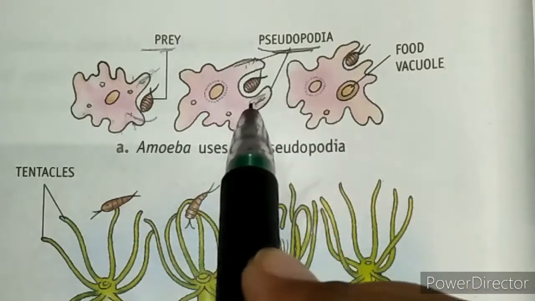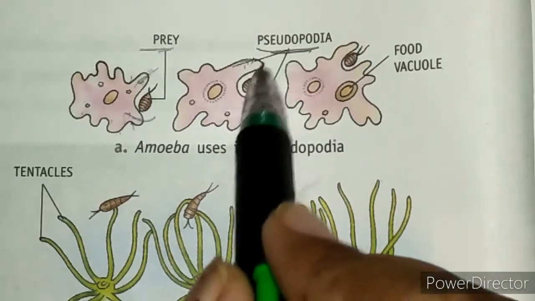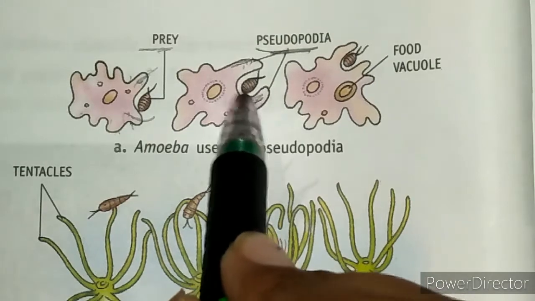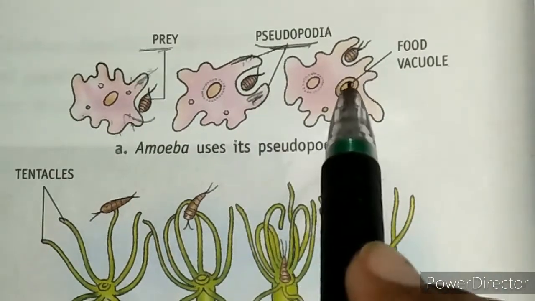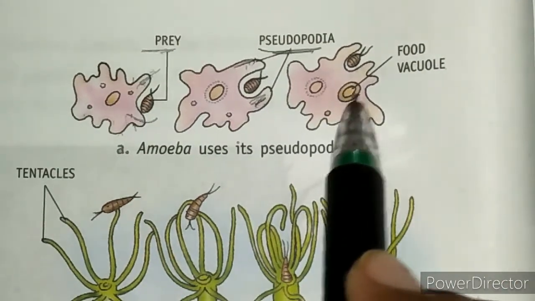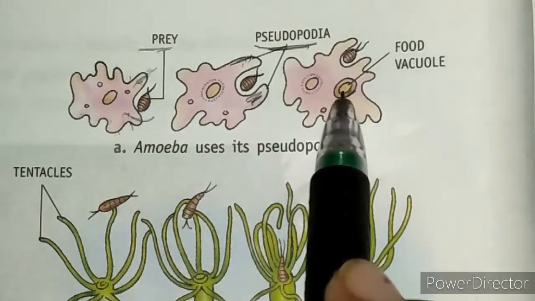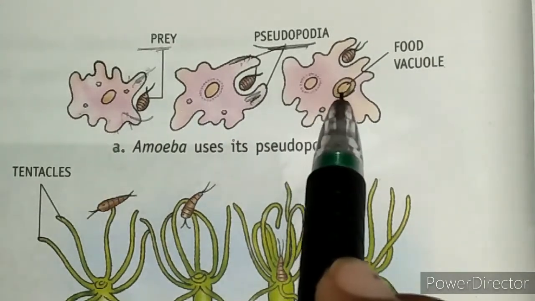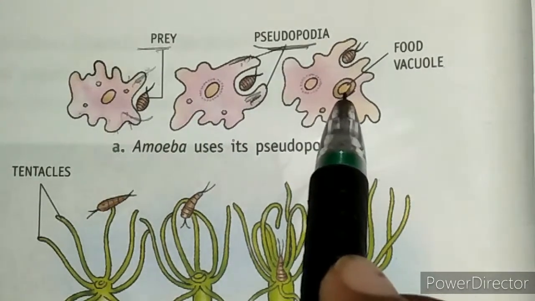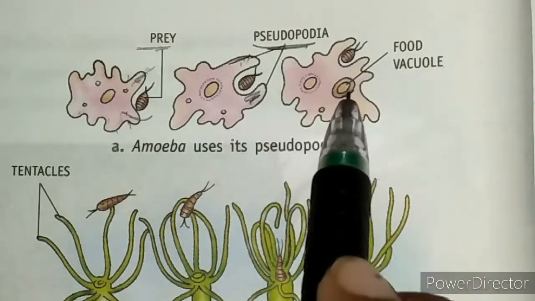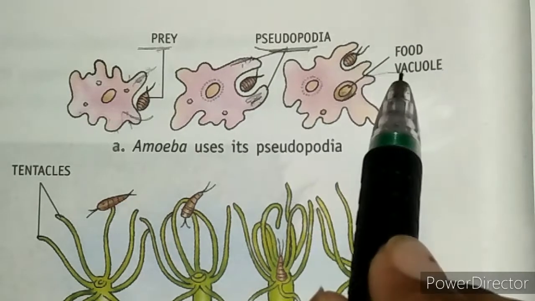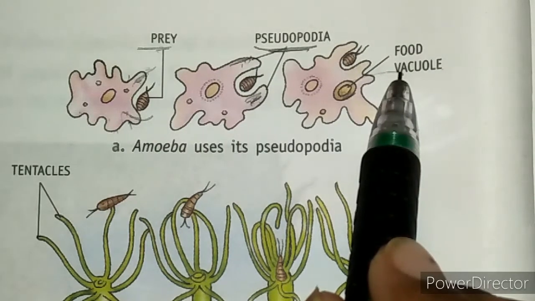With the help of the pseudopodia it just engulfs its food and then it transmits its food into the food vacuole. So this is just a vacuole present in the inner lining of the amoeba, and this food goes here and after the digestion it is removed out from this particular hole or vacuole.